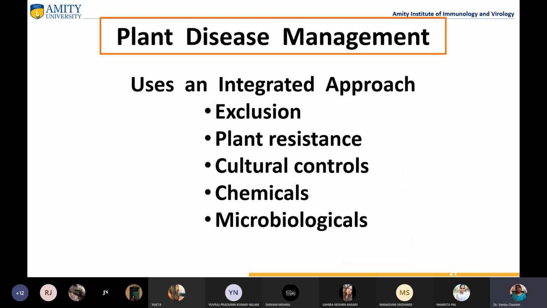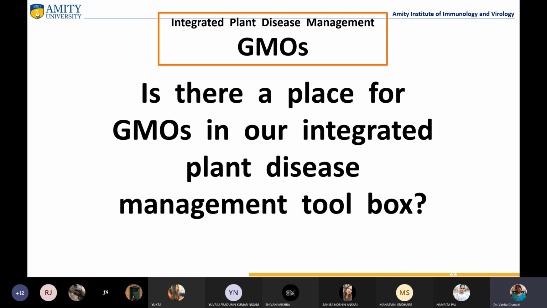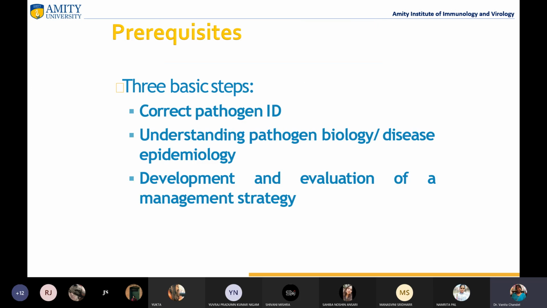Then plant disease management, again a similar approach. We are talking about plant viruses: exclusion, resistance, culture, chemical, and microbiologicals. GMOs, genetically modified organisms, definitely come in an integrated disease management program. With GMOs, there are a lot of societal and ethical issues associated, but still developing plant resistance against viruses can be done by using transgenics, which is a genetically modified organism approach, right?